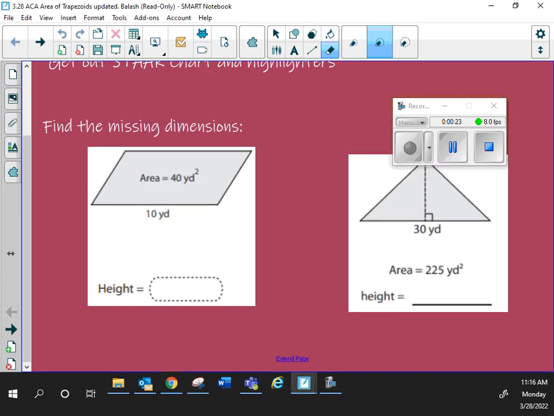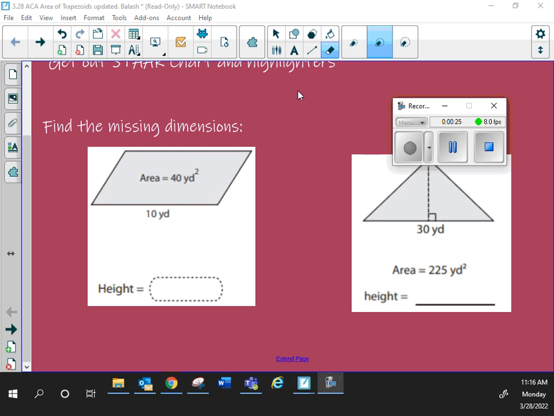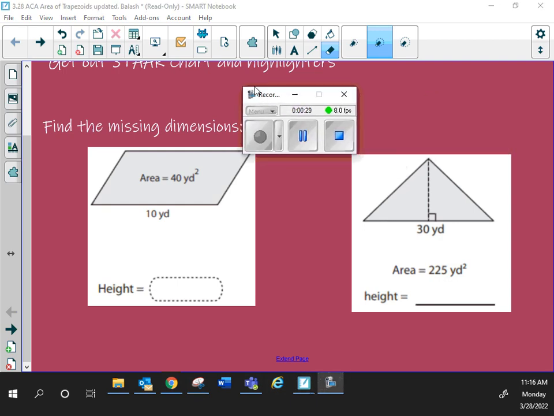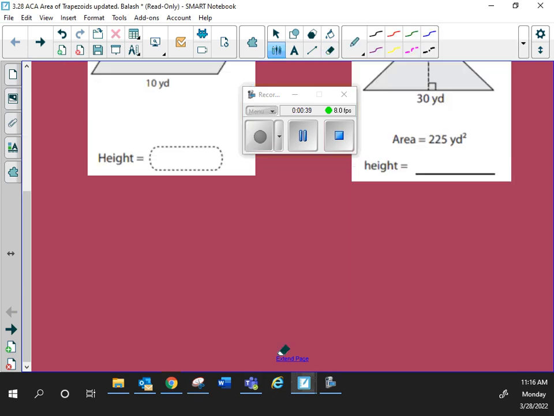All right, with number 1, we always like to start with the shape. What kind of shape is number 1? Let's try that one more time. What kind of shape is number 1? Parallelogram. That's the first test, getting the correct formula. What is the formula for a parallelogram? Awesome, guys. A equals BH.